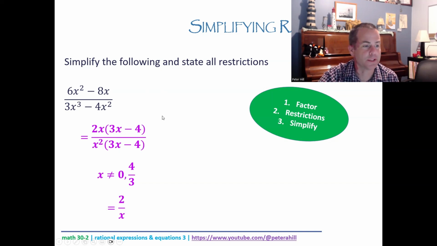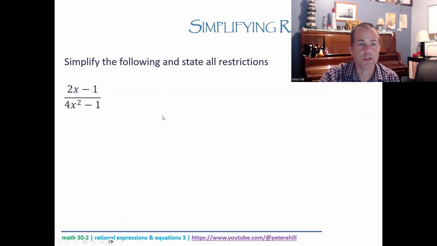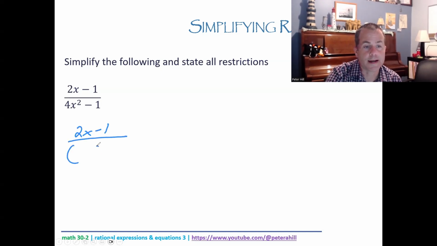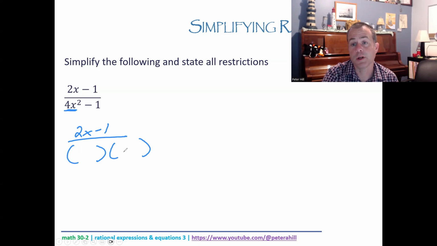Okay, awesome. Let's try another one. 2x minus 1 over 4x squared minus 1. Okay, so step 1, factor. Can't do anything to the top, but to the bottom, that's a difference of squares. Okay, a reminder, difference of squares factors into 2 binomials multiplied by each other. The first term is the square root of the first term originally.